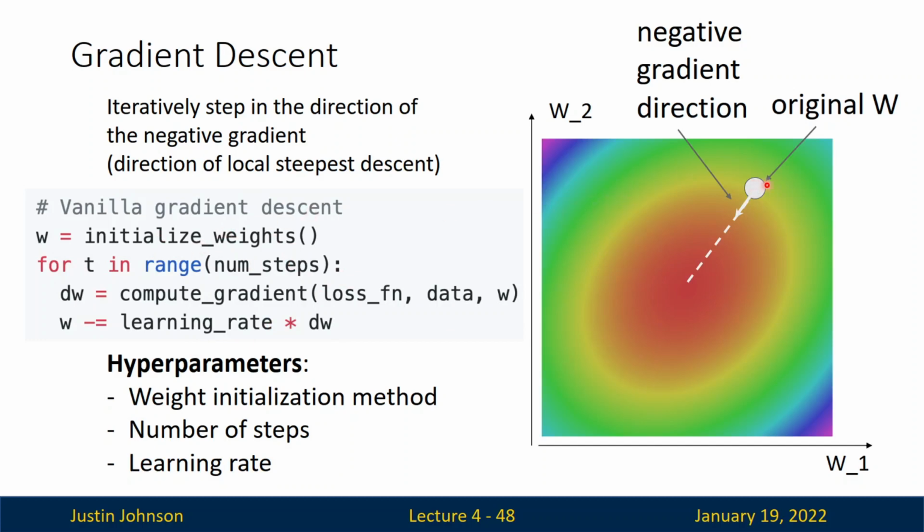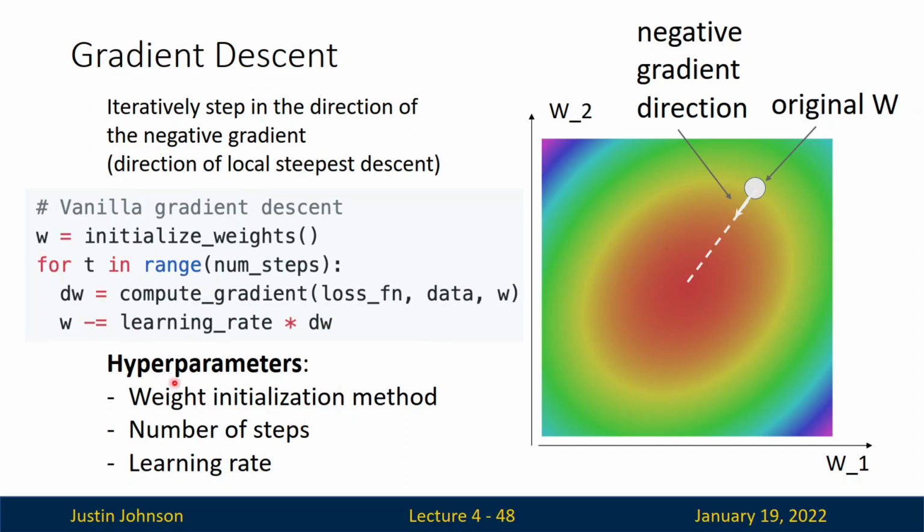Now we have an initial weight matrix W here, and we will go several steps forward. The number is the number of steps. And then we will compute the gradient based on the loss function, the training data, and the weight here. Okay, so this is the derivative, the gradient. Then using a learning rate, it controls how much we will go forward.